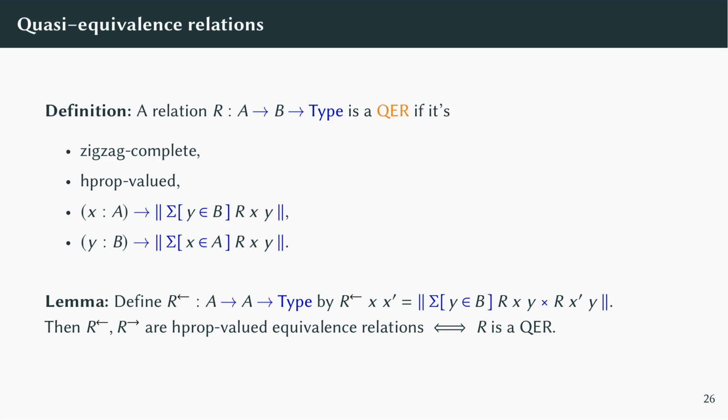We refine this notion a bit in our work, introducing something called a quasi-equivalence relation, a relation that's zigzag complete, h-prop valued, and where every element of each side is related to at least one element of the other side. Any quasi-equivalence relation between A and B induces an h-prop valued equivalence relation on A, written R left arrow, that relates two elements of A exactly when they're both related to the same element of B. Symmetrically, we get a relation R right arrow on B.